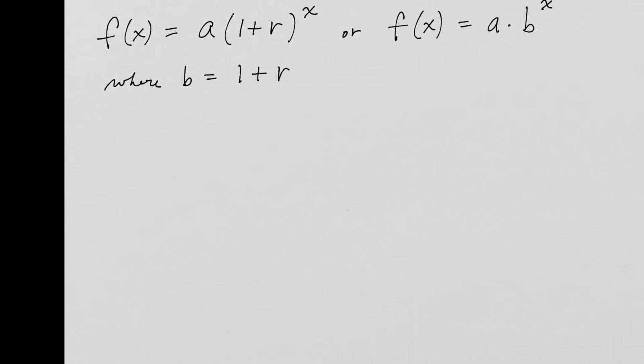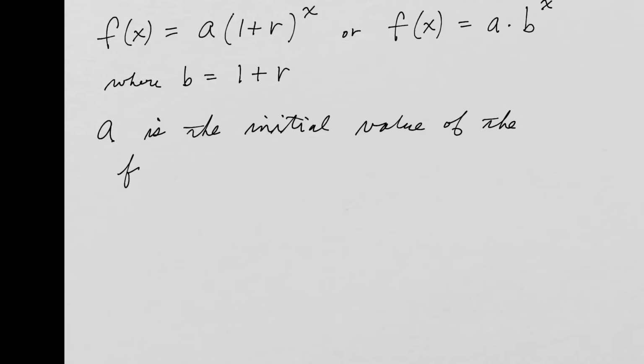So let me define those here. So a is the initial value of the function. It's a starting value. It's the value when x is equal to 0. So when the input is equal to 0, when you do f of 0, you're going to get back just a by itself. So it's the initial value of the function.